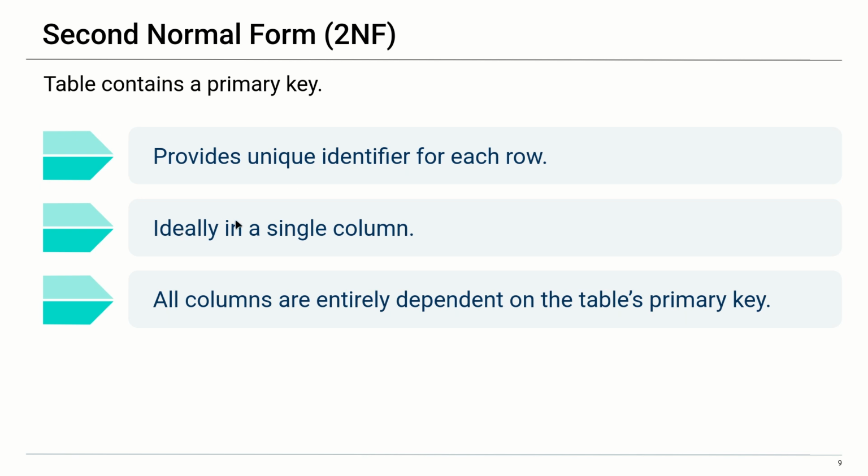So that would be two columns, but that's the exception rather than the rule. Normally, one column is all you need for a primary key. And then everything in the row should depend only on the primary key. That's how we make sure that every row has a unique primary key.